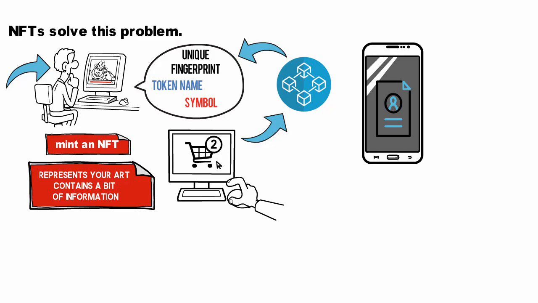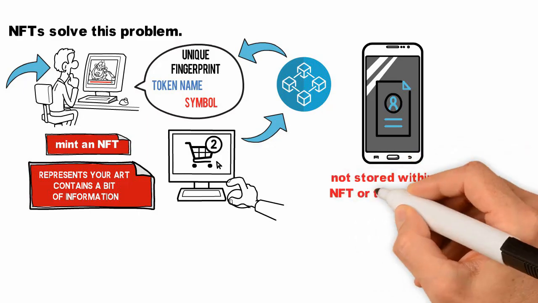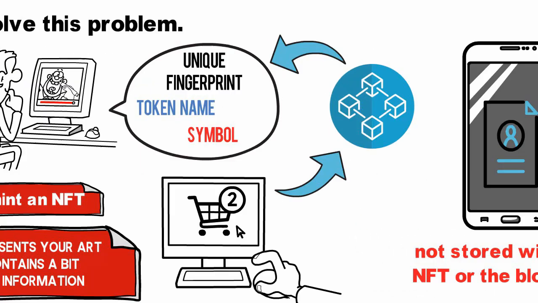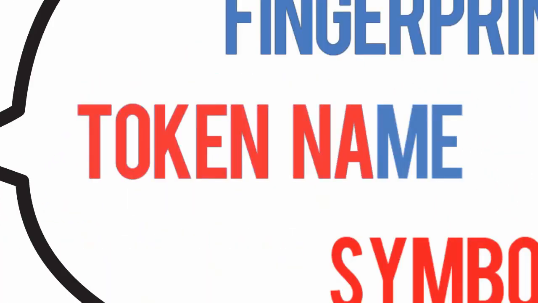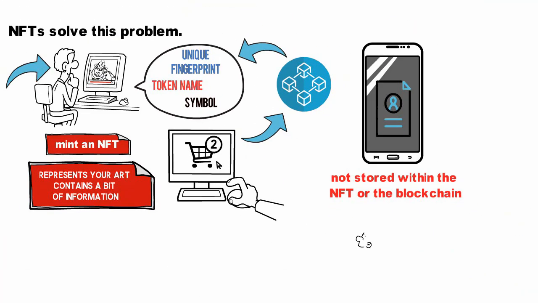It's important to note that the artwork itself is not stored within the NFT or the blockchain, only its attributes such as the fingerprint or hash of the file, a token name and symbol, and optionally a link to a file hosted on ETH. More about that in this video here.